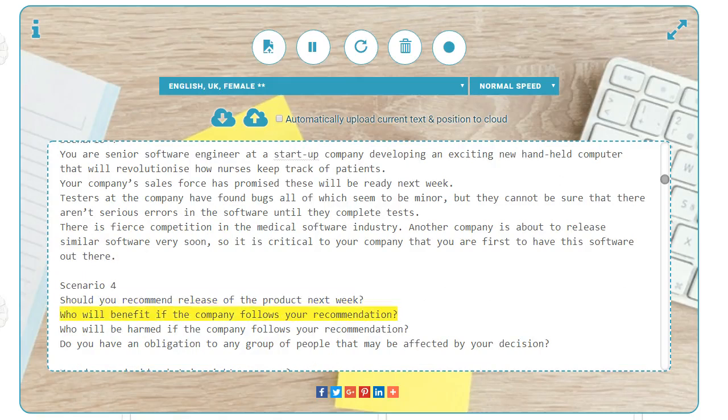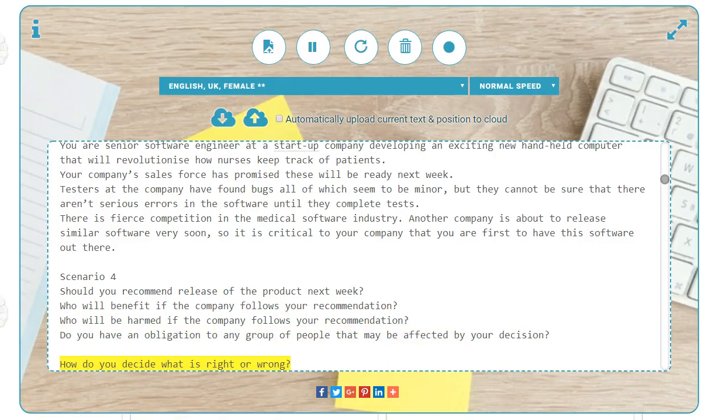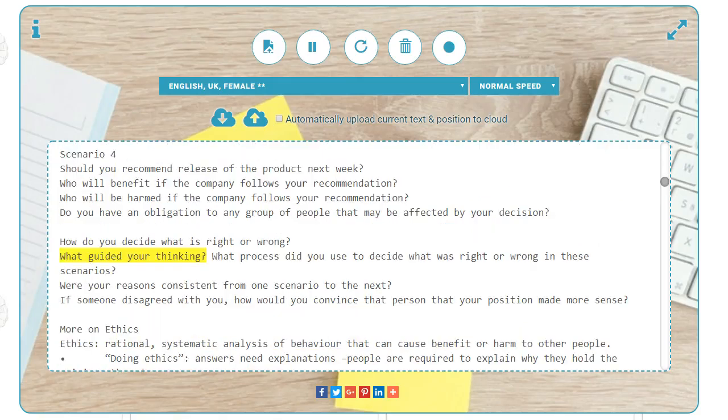Who will benefit if the company follows your recommendation? Who will be harmed if the company follows your recommendation? Do you have an obligation to any group of people that may be affected by your decision? How do you decide what is right or wrong? What guided your thinking? What process did you use to decide what was right or wrong in these scenarios? Were your reasons consistent from one scenario to the next? If someone disagreed with you, how would you convince that person that your position made more sense?